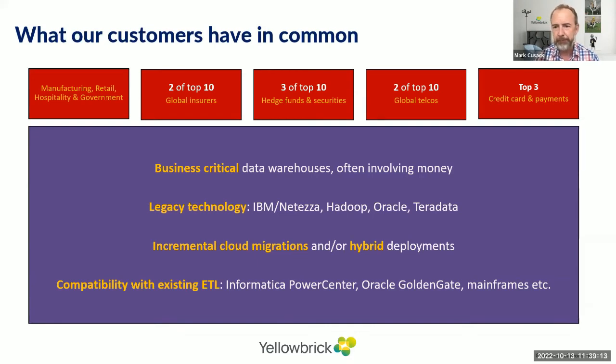And 2 of the top 10 global telecommunications companies use Yellowbrick for things like revenue assurance and prepaid mobile cell phone recognition and rewards programs and things like that. And the top 3 credit card and payments providers also use Yellowbrick for fraud detection and data lake analytics and so on and so forth. So we're embedded in some of the largest enterprises in the world. And actually, Systech have helped us get into these enterprises in many cases by supporting that migration journey and modernization journey that many of our customers found themselves on.